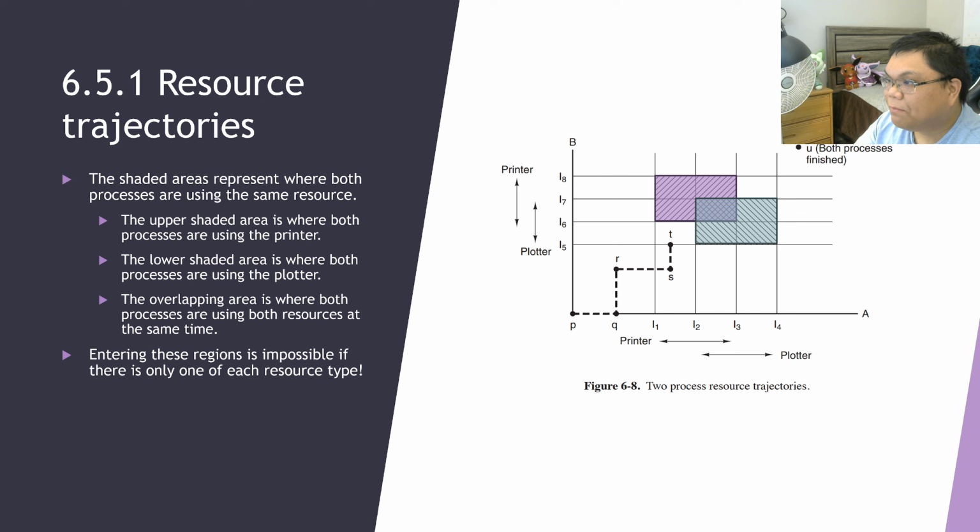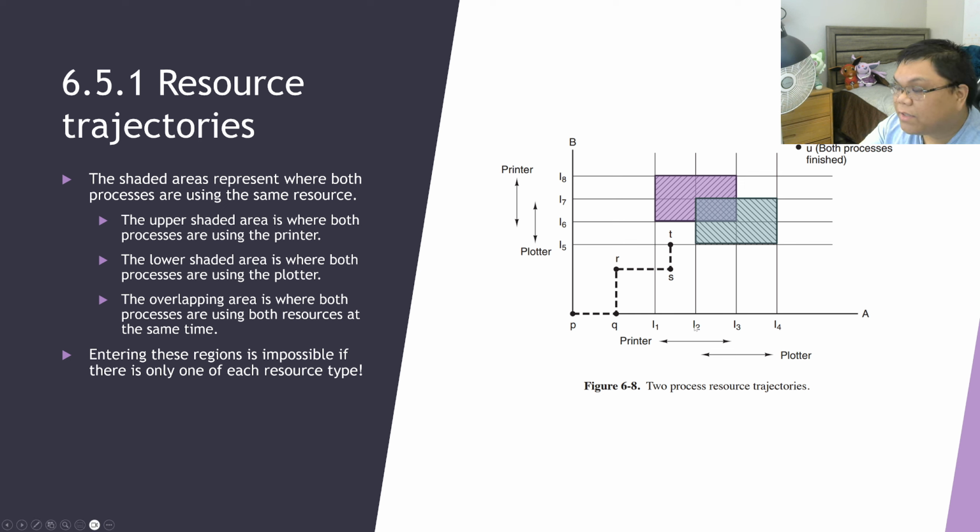So what happens if we overlap those regions? Let's look at the printer first. Process A needs a printer at instructions 1 to 3, and process B also needs a printer at instructions 6 to 8. We can overlap those two regions and get this purple area here. And this is where it's interesting. That region represents where both processes are using the printer at the same time, which is impossible if there's only one of each resource type. So it means we cannot enter this region at all.